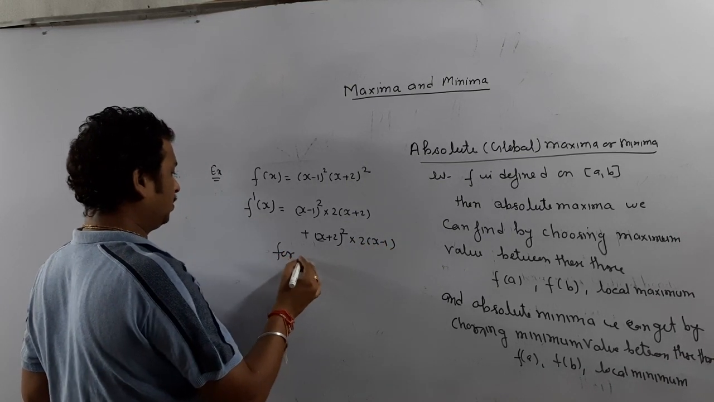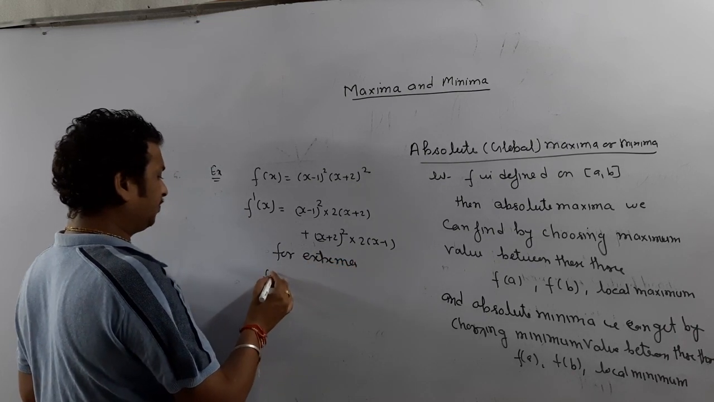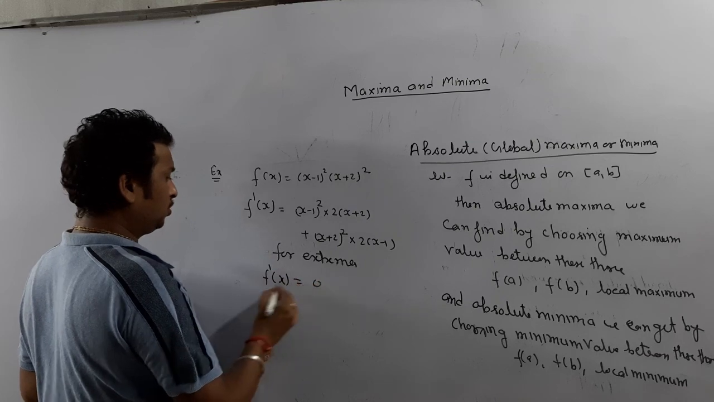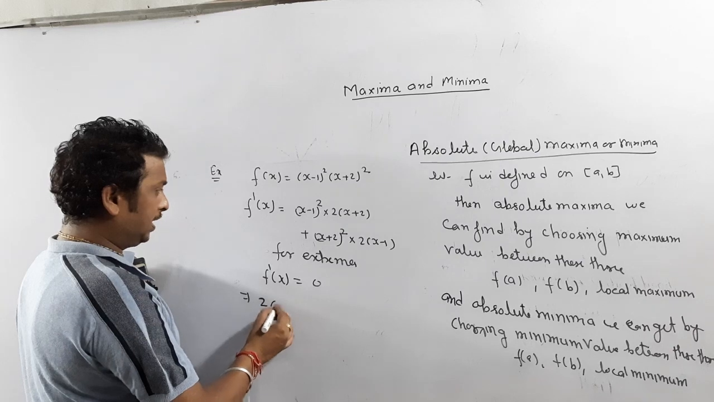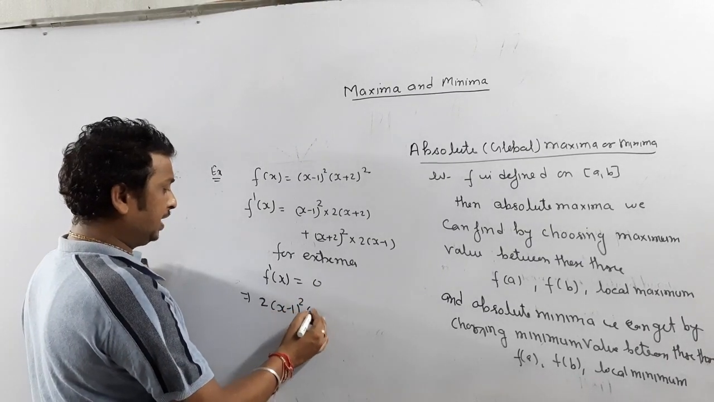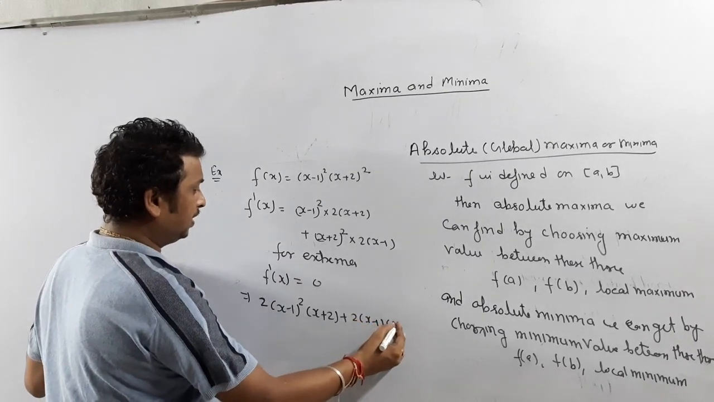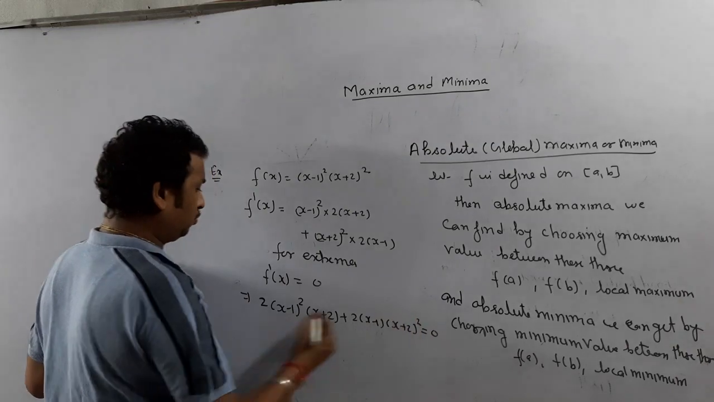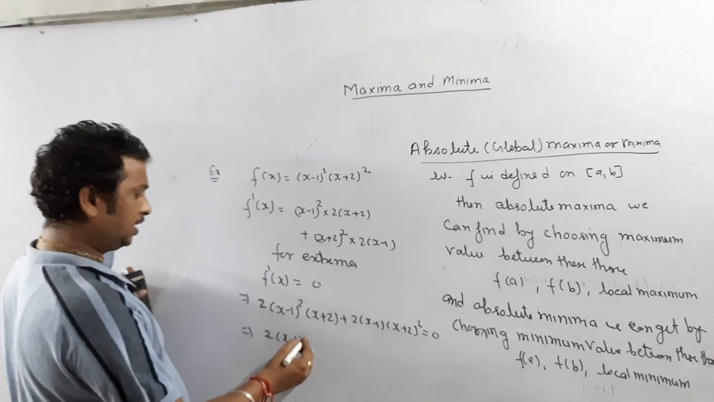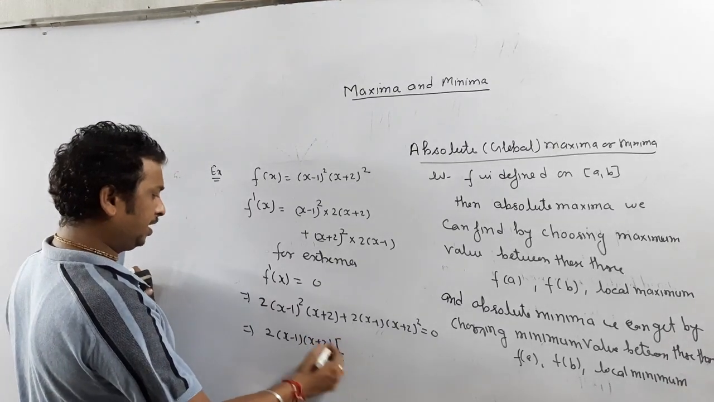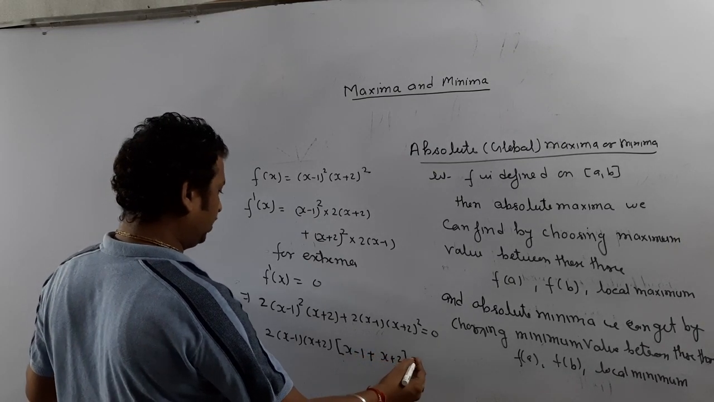For extrema, f dash x is equal to 0. So this value is equal to 0: 2(x minus 1) square (x plus 2) plus 2(x minus 1)(x plus 2) square is equal to 0. What is common? Common is 2(x minus 1)(x plus 2). What is remaining? Here (x minus 1) and here (x plus 2) is equal to 0.